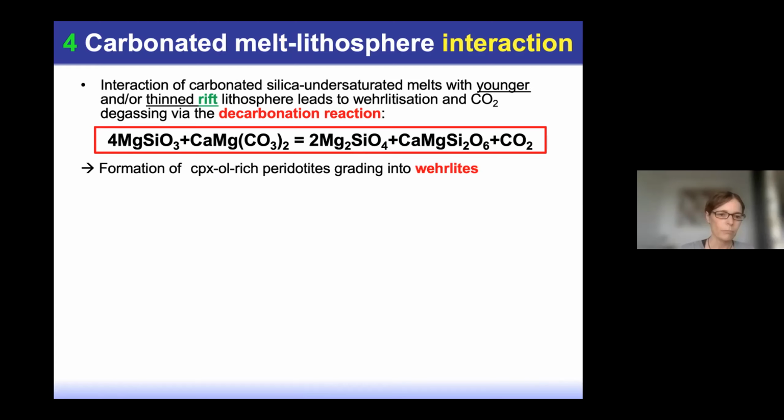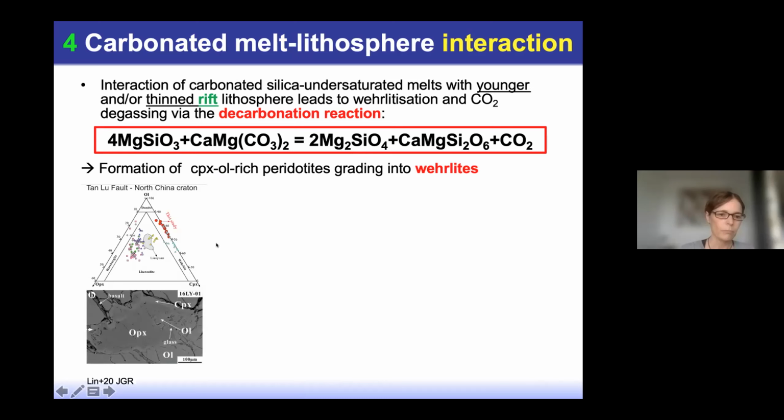And this leads to the formation of clinopyroxene and olivine-rich peridotites fading into wehrlites, which we can also see when we look at the modal composition of some of these xenoliths. This is an example from the Tanlu fault belt, which is a giant translithospheric fault in the North China Craton.